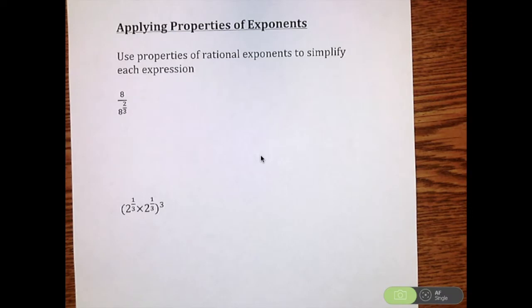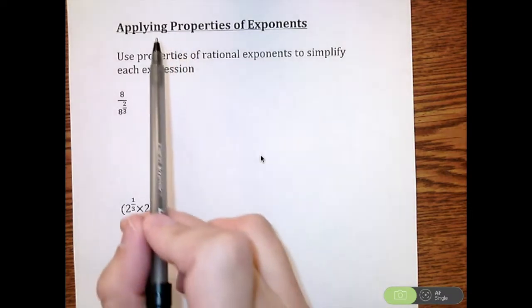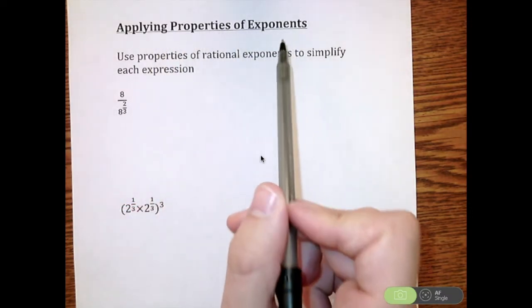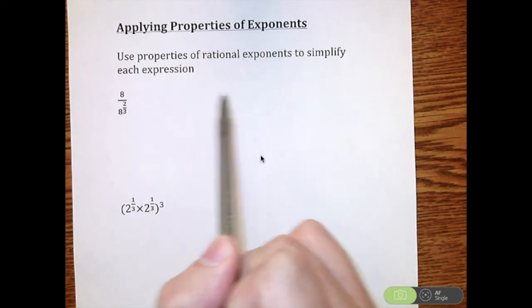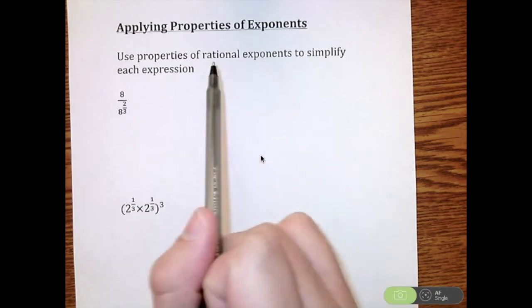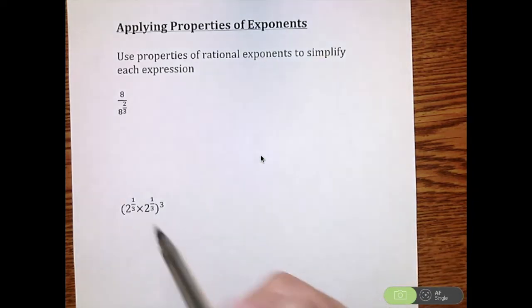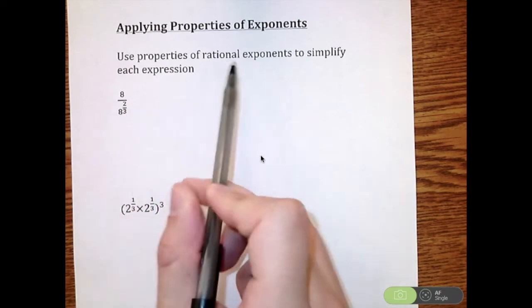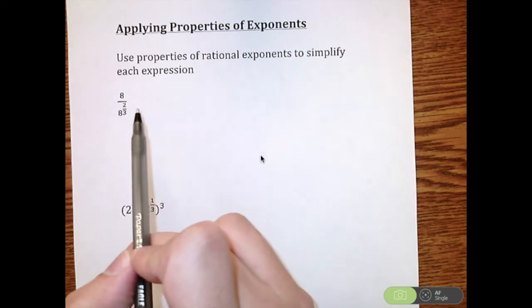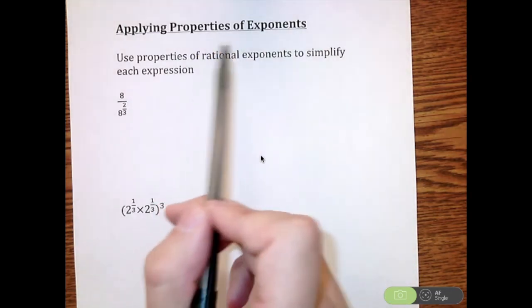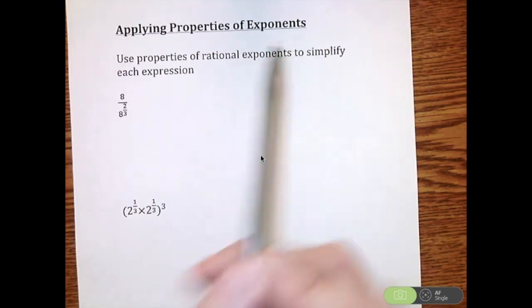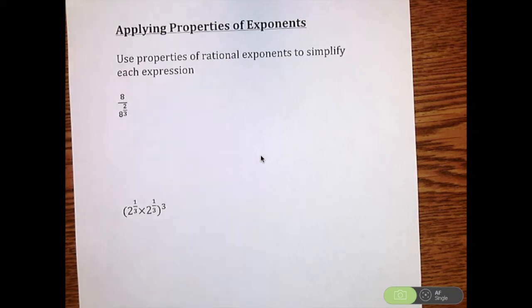Alright, in this video I'm going to show you how to apply properties of exponents. More specifically, how you can apply properties of exponents to situations that have rational exponents. Now, rational exponents is when we have exponents, but the exponent is a rational number, which is the fancy name for a fraction. So what we're going to find is the basic properties of exponents, which you should know at this point. And I'm going to show you how they still apply even though we have rational exponents.